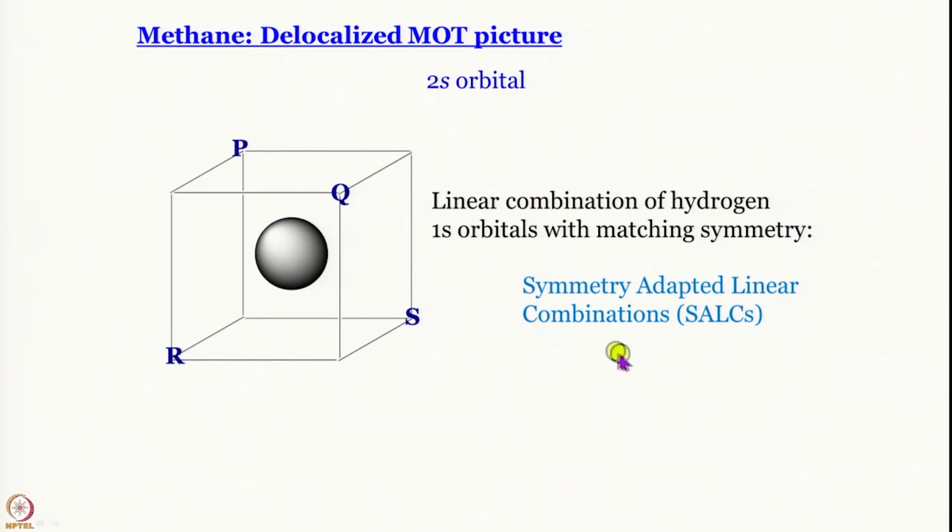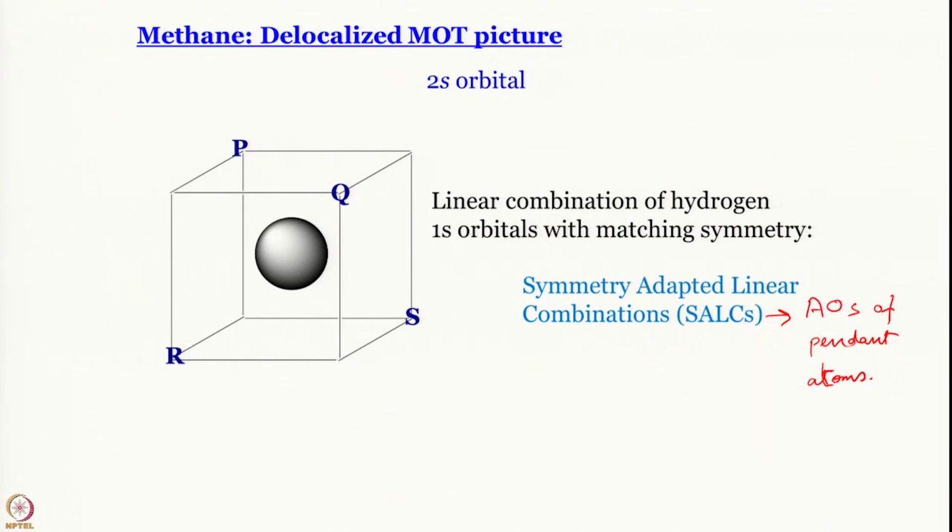But remember, symmetry adapted linear combinations are constructed using the atomic orbitals of the pendant atoms. Carbon is the central atom, and these hydrogen atoms are sort of hanging or suspended from carbon. They are called the pendant atoms. You have to perform symmetry adapted linear combinations of pendant atom wave functions, orbitals that have matching symmetry with the 2s orbital and then later on the 2p orbital.